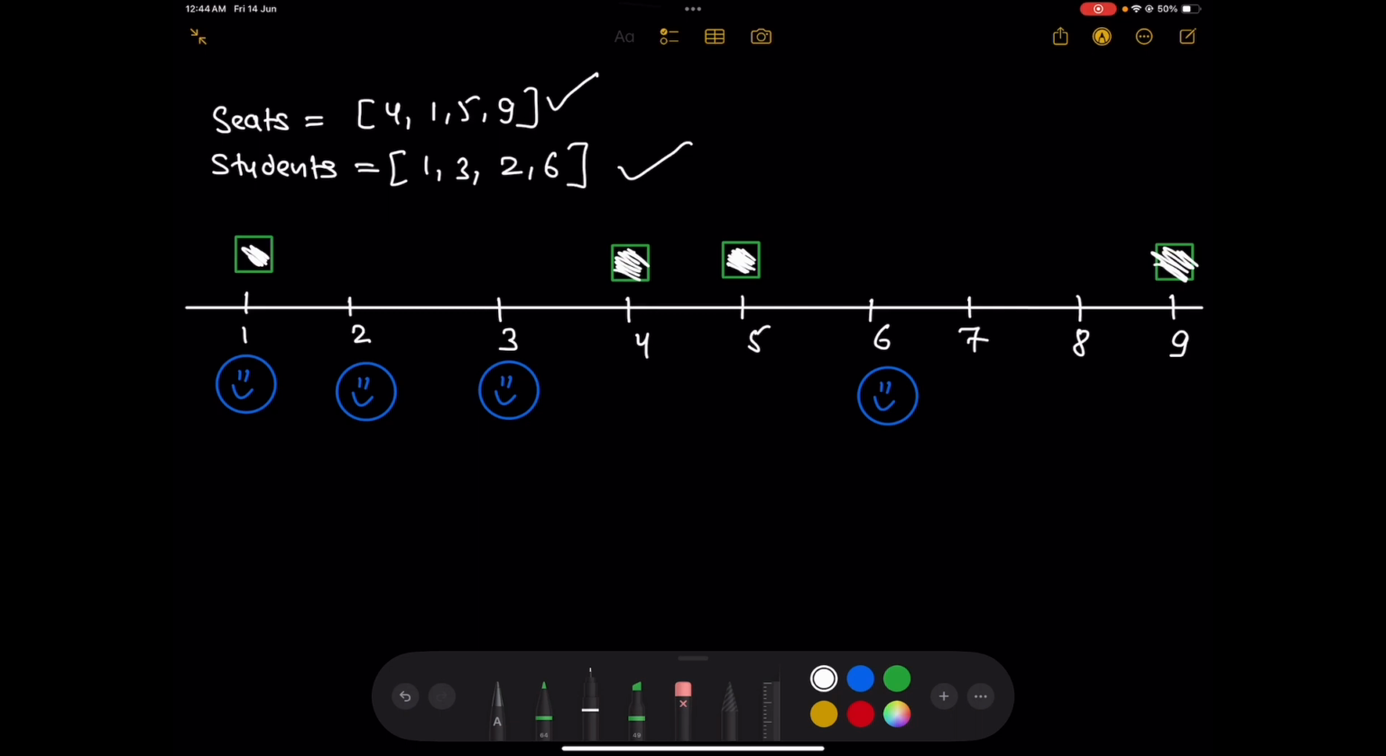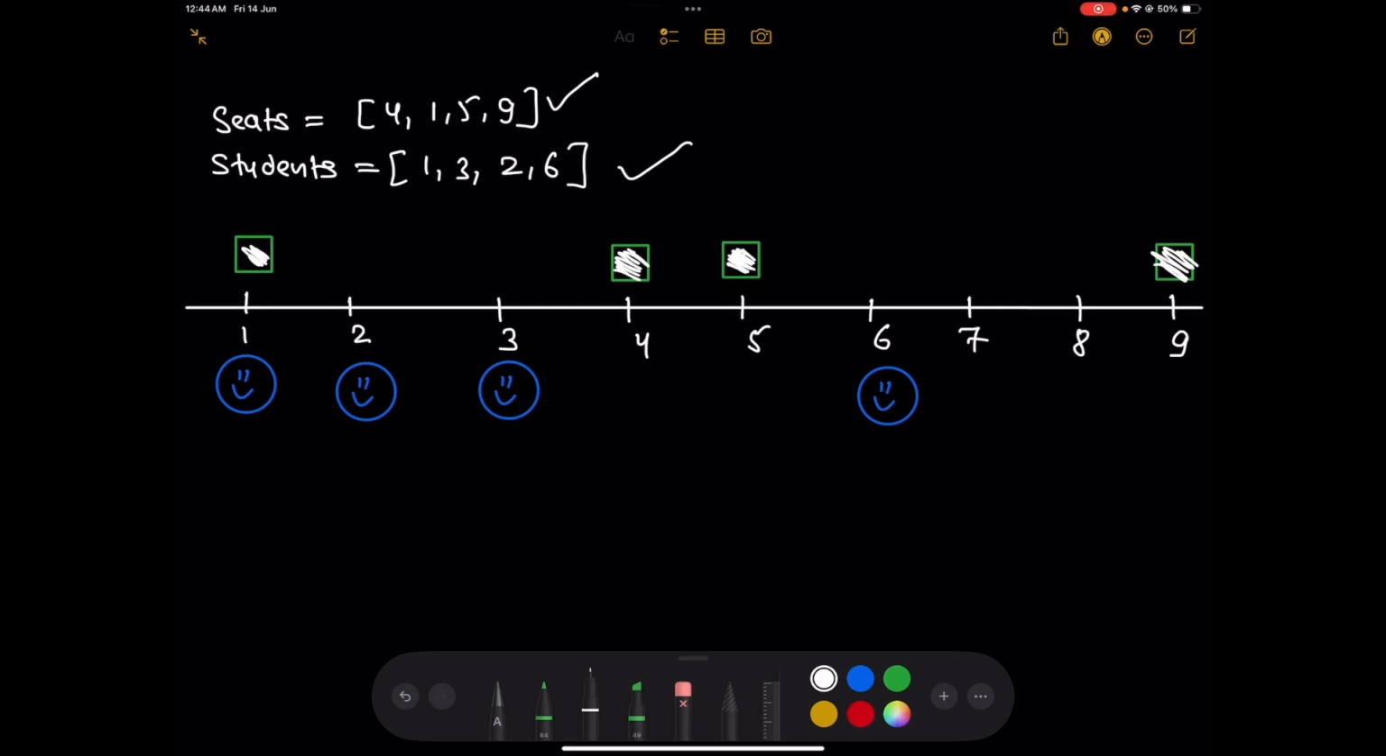We have to minimize the number of moves. That's why we are choosing the closest seat to each of the students. Now how will we implement that in coding? Because this is common sense, right?